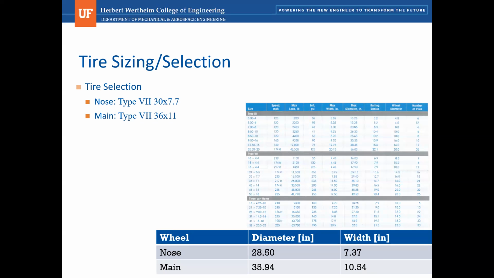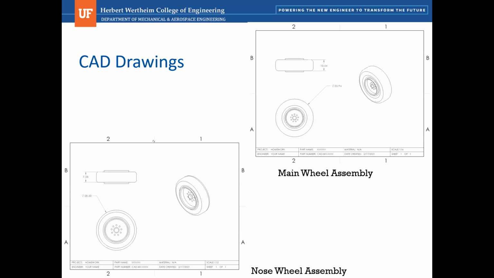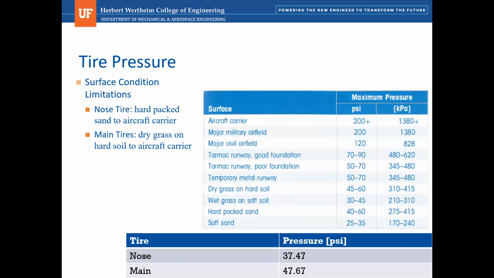After looking through the chart, the nose wheel was found to be a type 730 by 7.7 inch wheel, and the main wheels were chosen to be a type 736 by 11 inch wheel. The next slide here is just the CAD drawings for the wheels themselves and the wheel and wheel hub assembly.